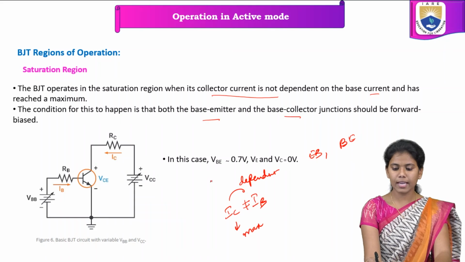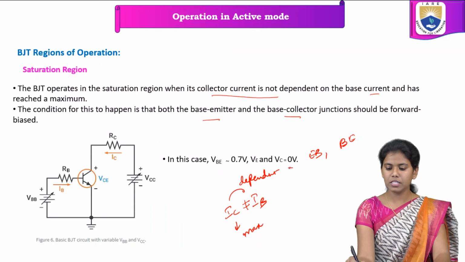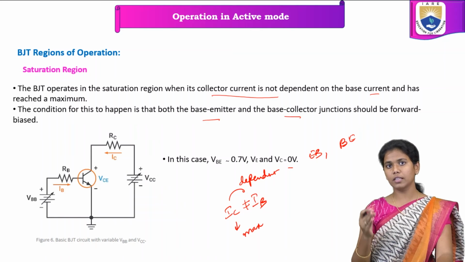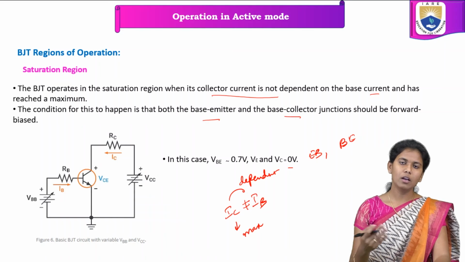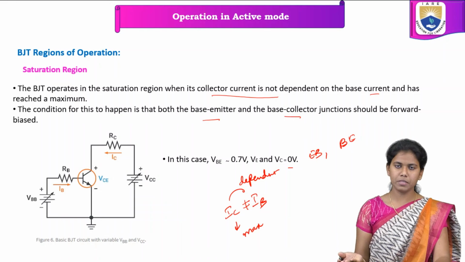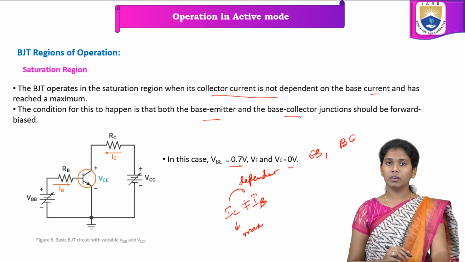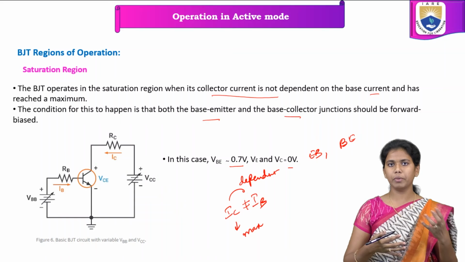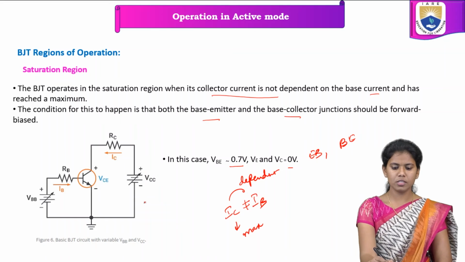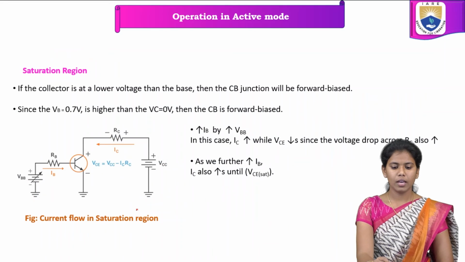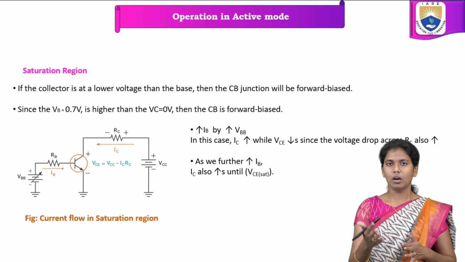In this case, VB is approximately 0.7 volts or higher, and VC is equal to 0. So 0 current flows in the collector-emitter junction, that is VCE is 0. Obviously when there is no current, the voltage also becomes 0, whereas the voltage across the base and emitter junction VBE is 0.7 volts. This is a small diagram pertaining to the saturation mode, which we already discussed in the previous slide. Now we will see how the current and voltage flow in the saturation mode.